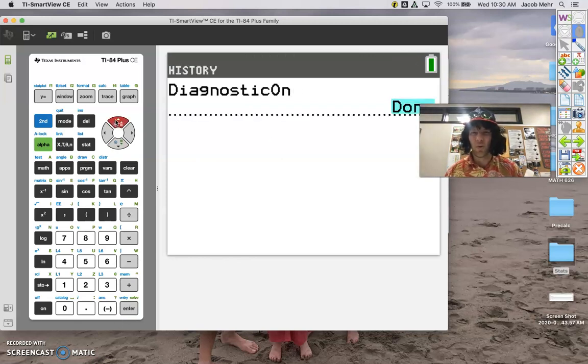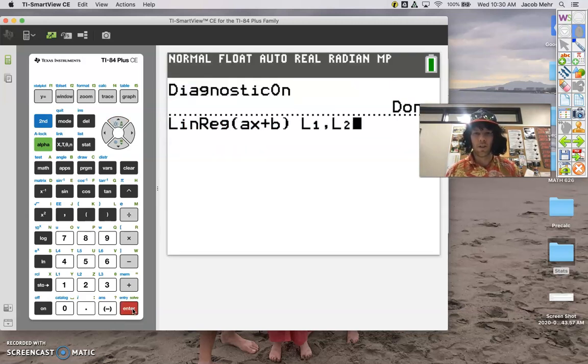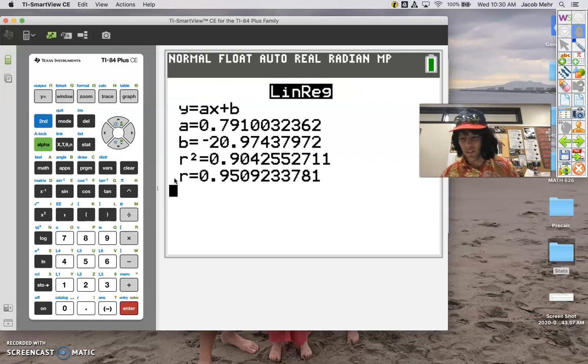So now if I go back to the previous one where I chose that linear regression, now it gives me an R value. Time's up on this video. I'm going to wrap it up in the next video that's going to come.